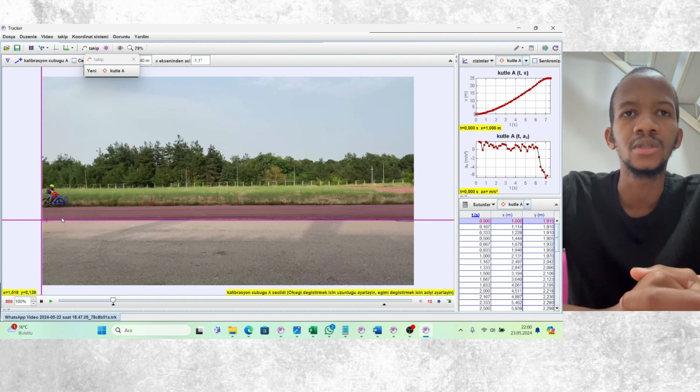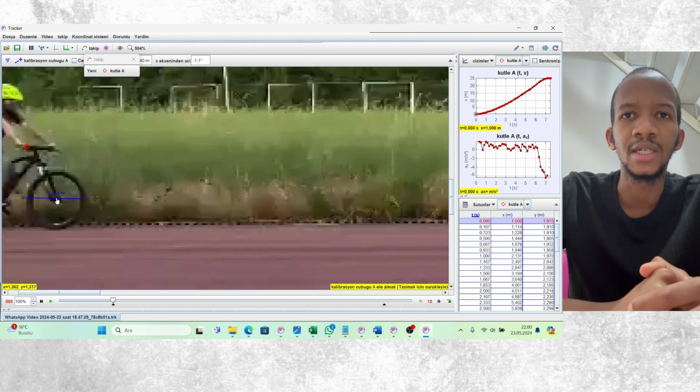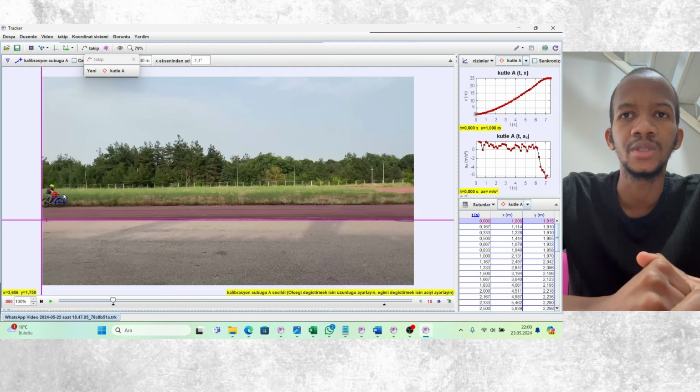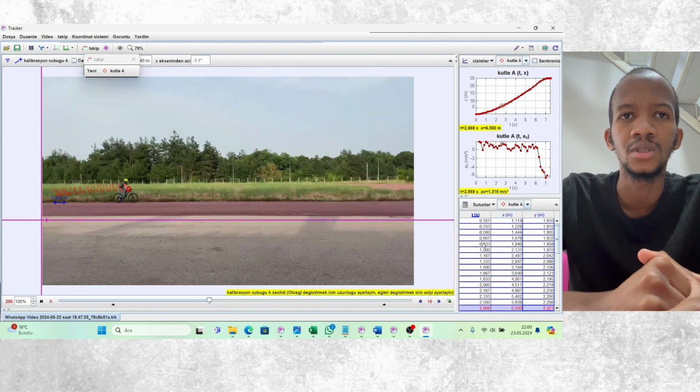As we can notice in the video, our friend is cycling in a straight line. Our plane X and Y is in a purple color line, and the reference line on the wheel with a radius of 0.640 meter is in a blue color line.